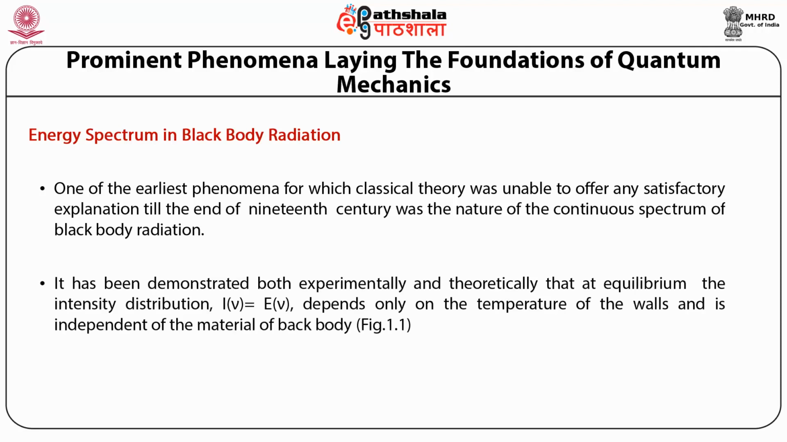It has been demonstrated both experimentally and theoretically that at equilibrium, the intensity distribution I_ν, which is equal to (c/4π) times E_ν, depends only on the temperature of the walls and is independent of the material of the black body, as shown in figure 1.1.